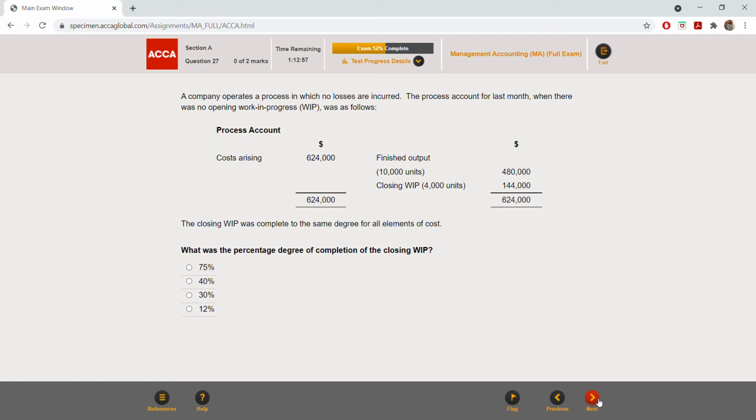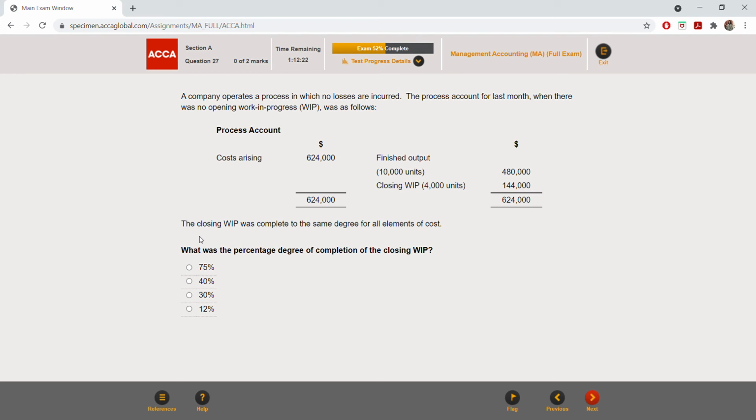What is it? A company operates a process in which no losses are incurred. The process accounts for last month when there was no work in progress as follows. The closing WIP was complete to the same degree for all elements of cost. What was the percentage degree of completion of the closing WIP? Here also working is required.